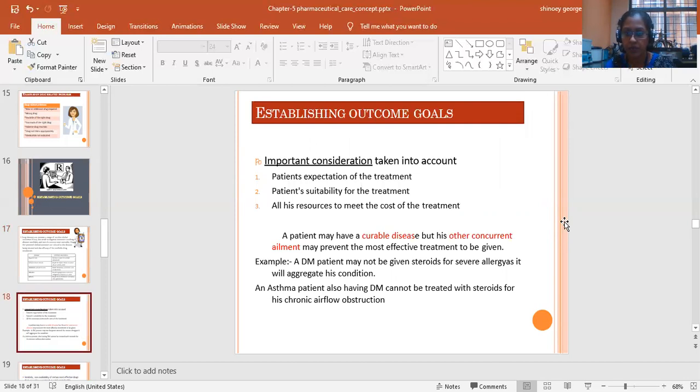Sometimes a patient can have a curable disease, but due to the presence of another condition, we cannot prescribe a particular drug for that disease condition. So for example, a patient having diabetes and allergy. Usually for allergies, we are giving corticosteroid, which is an anti-inflammatory agent. But if the patient is having a comorbid disease condition, diabetes, these corticosteroids can increase the blood glucose value. So we have to give corticosteroid, which is the first line therapy, but it cannot be given. So that is one problem. Another one is a patient with diabetes and asthma. For asthma, we are usually giving steroids in the form of inhalation. But again, if he has a comorbid disease condition like diabetes, steroids cannot be given because they increase the blood glucose value.